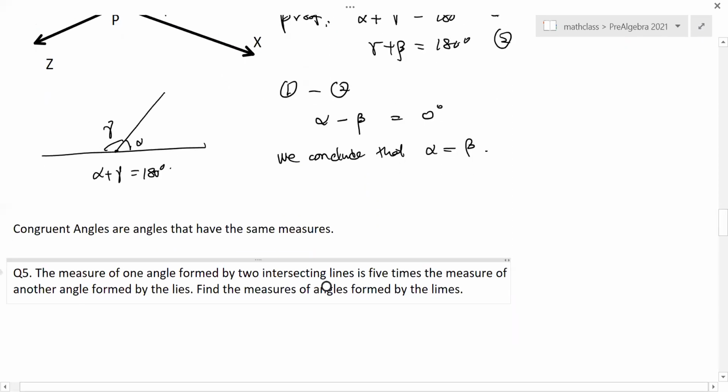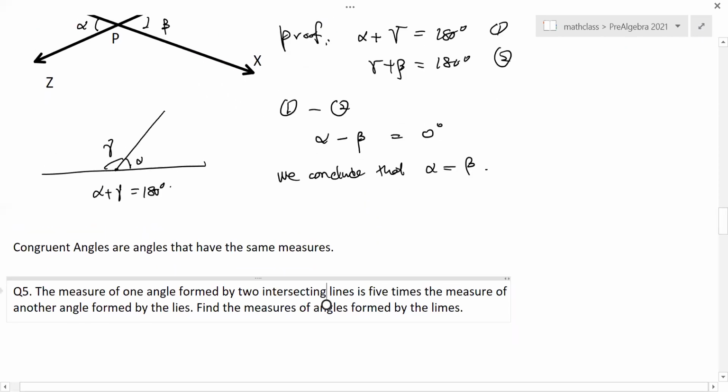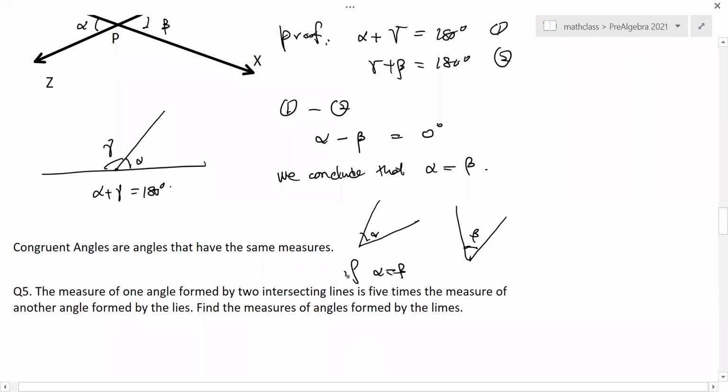Congruent angles are angles that have the same measure. When we say two angles are congruent, maybe in different locations, here's alpha, here's beta. If alpha equals beta, they're congruent. Maybe they're in different locations in the plane, but if they're congruent, we say they're the same. That's another terminology: if two angles are equal, then we say they're congruent.